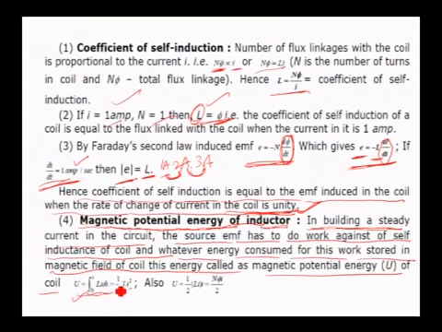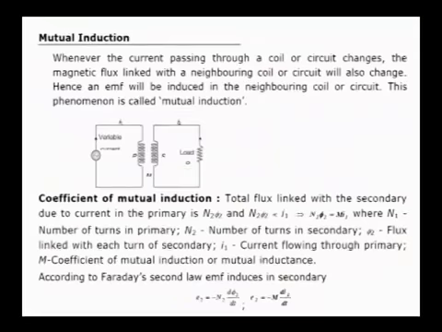We have a derivation also, that is the integration from 0 to I of L I dI. I am writing the final expression. This is the final expression: U is equal to half L I square, where L is the self-inductance of a coil or coefficient of self-induction and I is the current. That same expression can also be expressed as N phi I by 2.